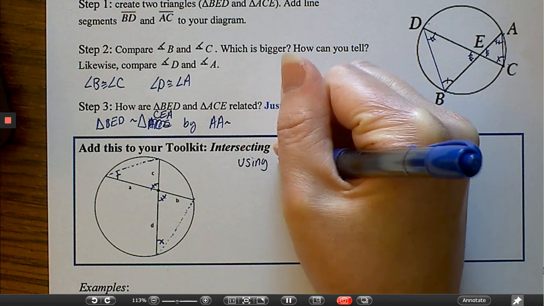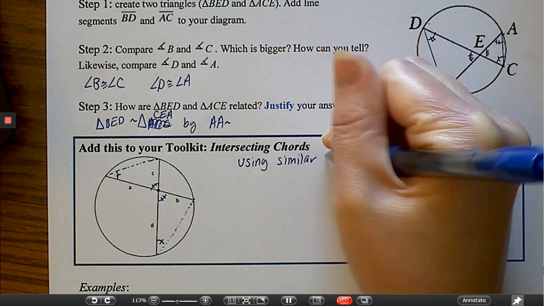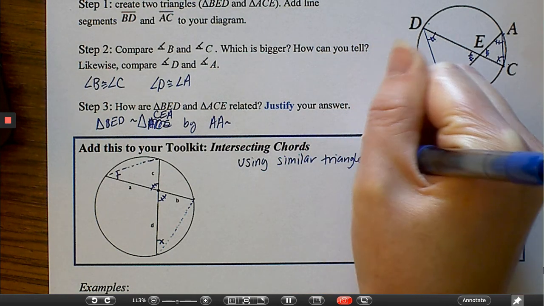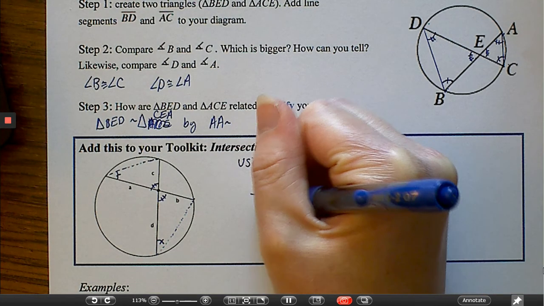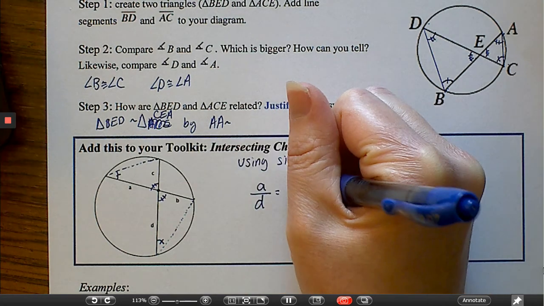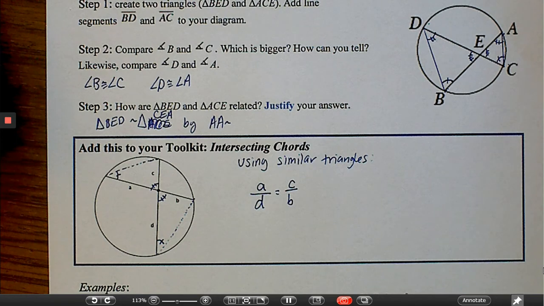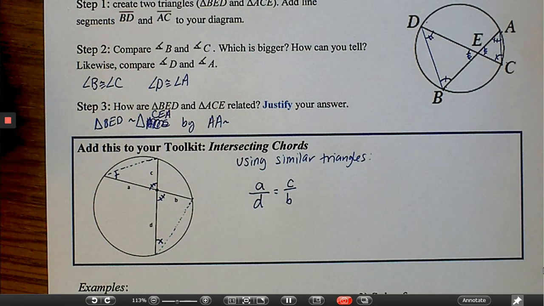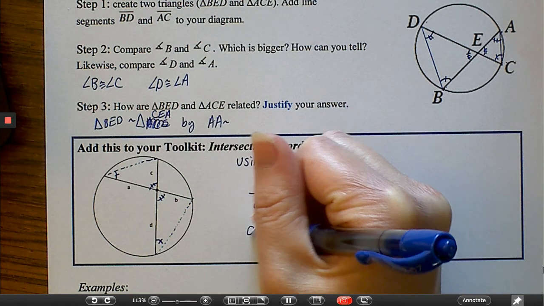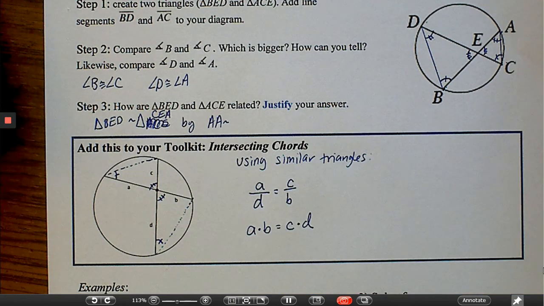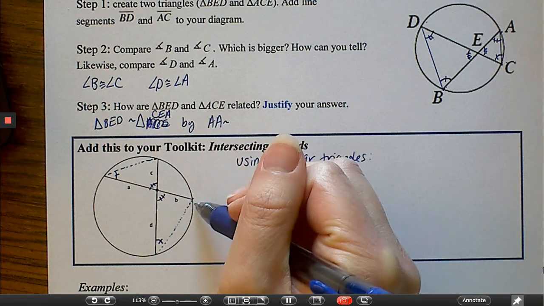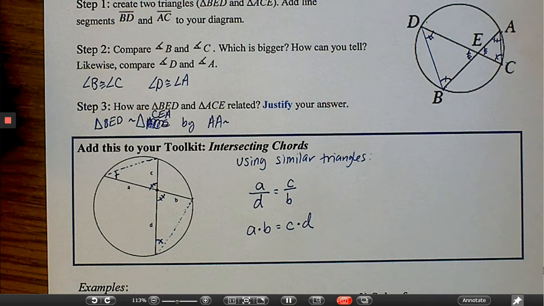So using similar triangles, we know that if you compare A to D, it's going to have the same proportion as C to B. You can set it up as a ratio like this. However, if you were to then cross multiply, you would see that A times B will equal C times D. So if you multiply down the chord, those two products will equal each other.